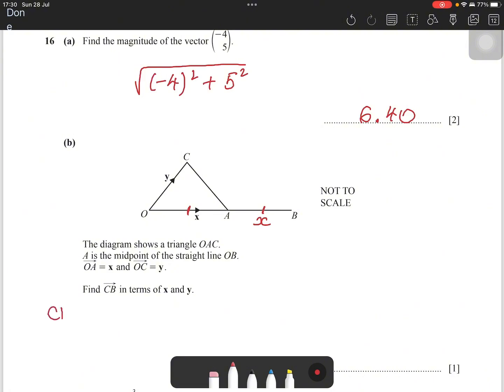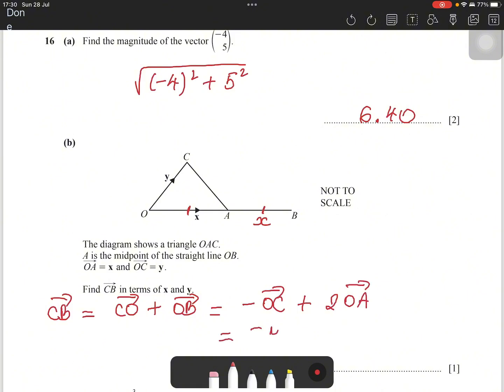You know that the vector CB is equal to vector CO plus vector OB. I'll use the point O. CO is the inverse of the vector OC, so it is negative vector OC. And OB is twice the vector OA. So this is equal to -y plus 2 times x. So the answer is 2x minus y.